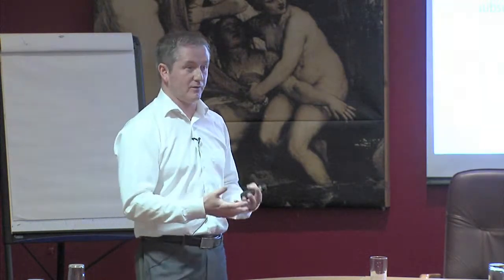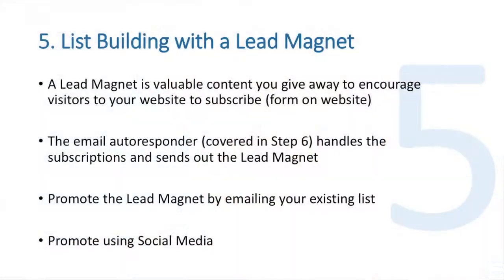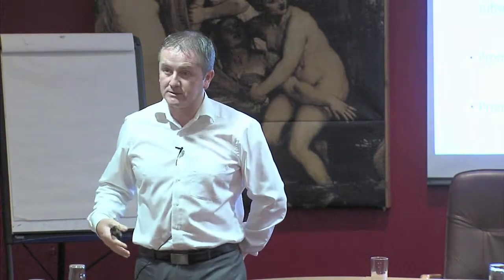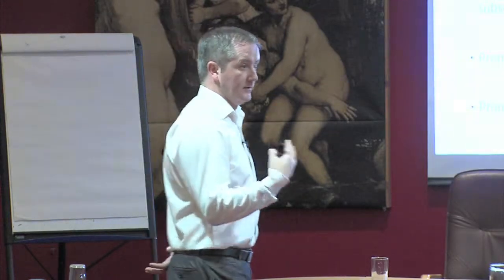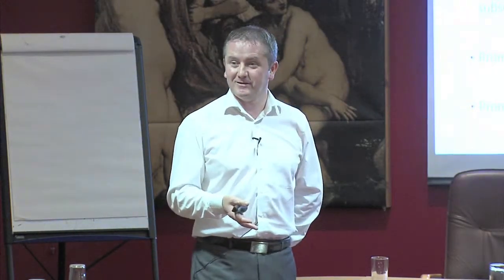In fact, you can pre-write a few emails that go out at a time period you decide, every 7 days, every day, whatever it might be. They're all pre-written, and as long as they're not time sensitive, it's fine. So it's all automated. Then you can promote the lead magnet by emailing your existing list as well, if you already have been doing this practice. And of course, you can promote the lead magnet using social media, driving traffic back to your website, and then they must subscribe to get the lead magnet.